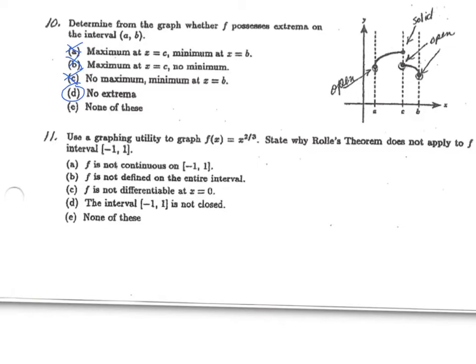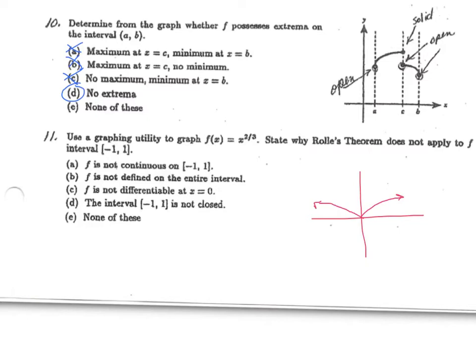For number 11, we're asked to graph f of x equals x to the 2/3 on a graphing calculator, and then state why Rolle's theorem does not apply. If we take a look at this graph, it looks like a cusp at x equals 0. So at first we would think that Rolle's theorem could apply because we can draw a horizontal line through our graph, which means that we should be able to draw a horizontal tangent line.